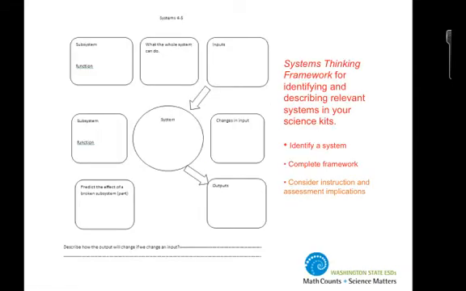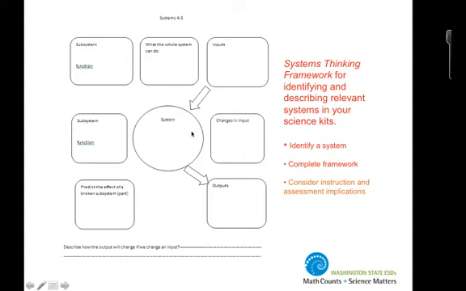This is what you're going to be working with, because this is actually a scaffold, if you will, for you to use to help think about how you're going to be talking with your students in your classroom about the systems that you are studying in your science instructional materials. So it's basically for identifying and describing relevant systems in your science kits or your science textbook or whatever you're using. And you can see this center circle here. This is where you identify the system that you're focusing on. So this could be anything. It could be a tree, it could be a rubber band car, it could be a lever and pulley system. There's lots of options for what goes in the center box here.